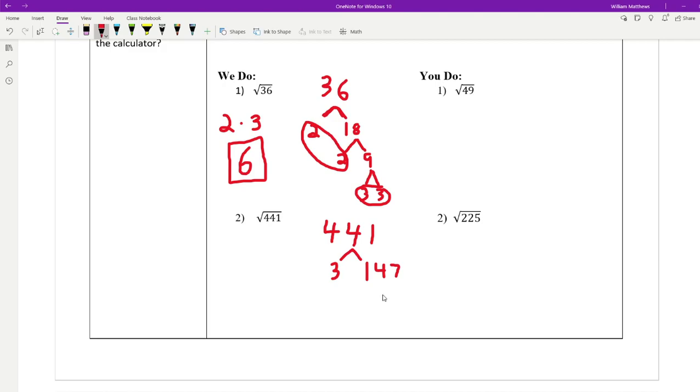Yet again, it's an odd number. I can't divide by 2, but I can divide by 3, as all the numbers add up to equal a number divisible by 3. This gives me 3, yet again, and 49.